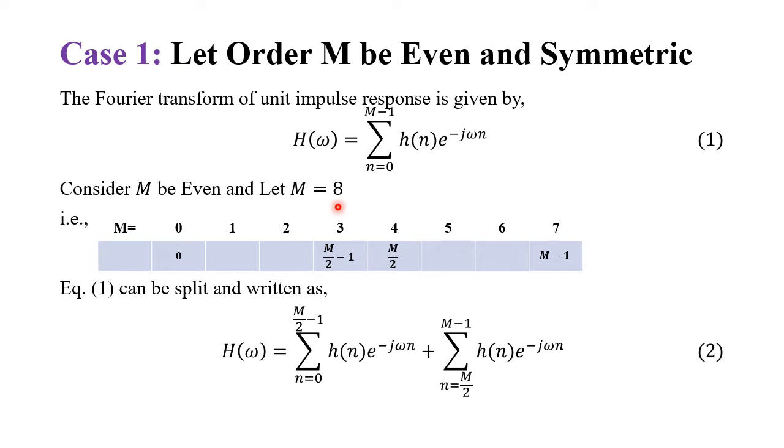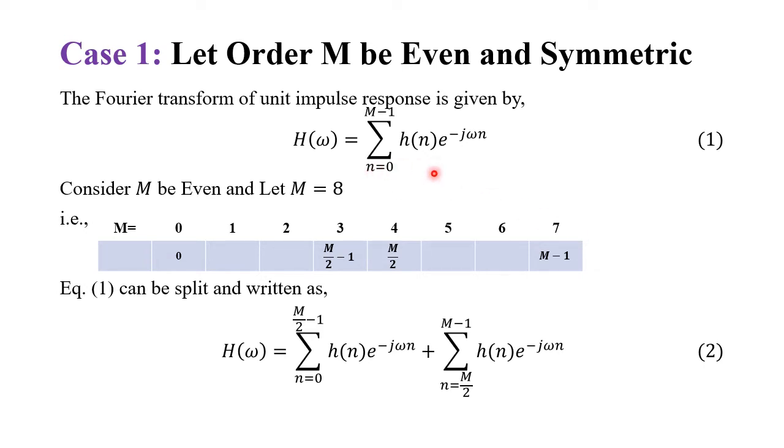So M is equal to 8 means we have the values from 0 up to 7, a total of 8 values. With respect to position, if we represent it in general, this is position 0 and this value 4 is the midpoint. Therefore we can generalize it as M divided by 2, and the value just before this midpoint is M by 2 minus 1, and the last value is M minus 1. Now we are going to make use of this generalized concept to take this realization further.